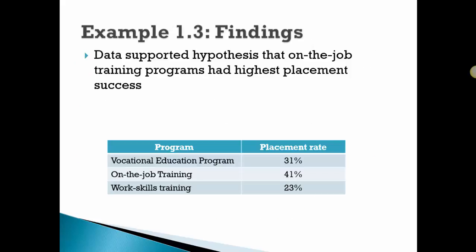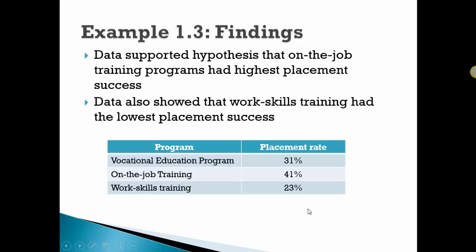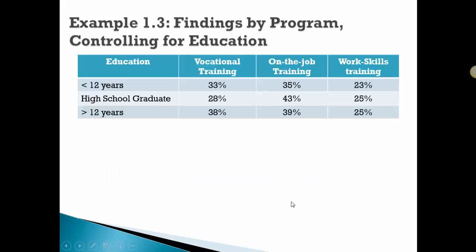So here's the first overall. We're not going to include the control variable right now. We're just going to look at the overall success. The vocational had an overall success of 31%, on-the-job training 41%, work skills 23%. So right here it looks like the on-the-job training seems to be the best and the work skills seems to be the worst. Now let's break that same set of data down by the control variable, which is the education level of the person. So less than high school graduate, or more than high school graduate, some college.